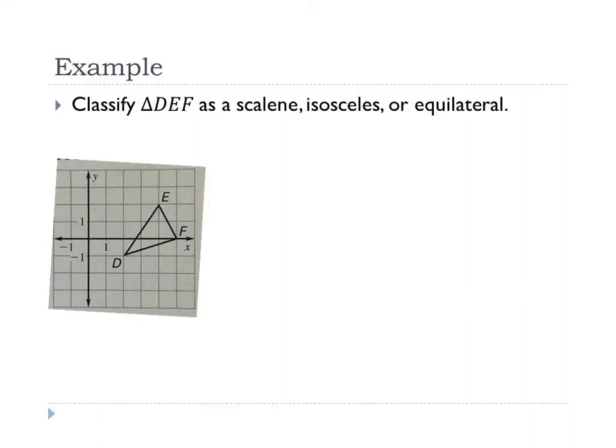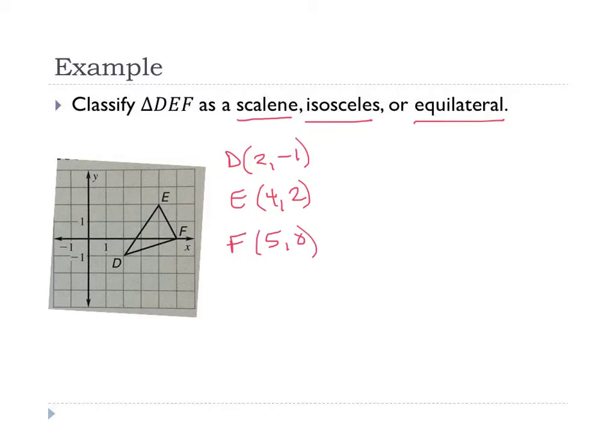Alright, so classifying this triangle as scalene, isosceles, or equilateral. Remembering what you know, scalene is every side is different, isosceles is any 2 sides are the same, and equilateral is all 3 sides are the same. And so we would need to start out with ordered pairs. It looks like D is at 2, negative 1. E is at 4, 2. And F is at 5, 0.